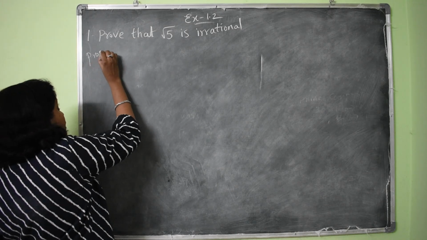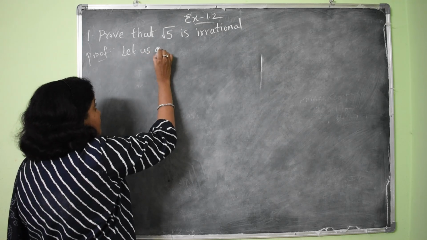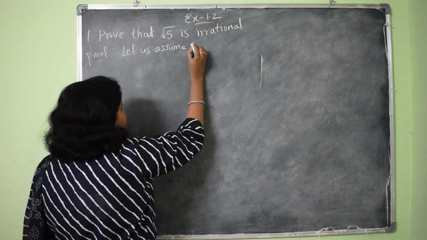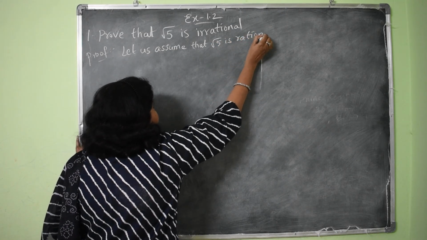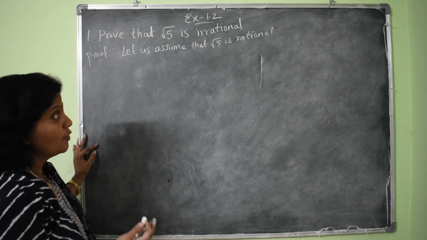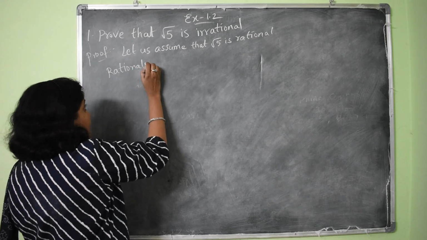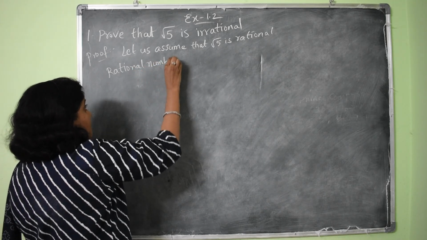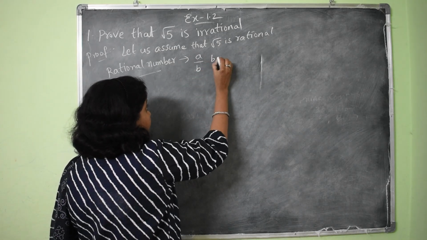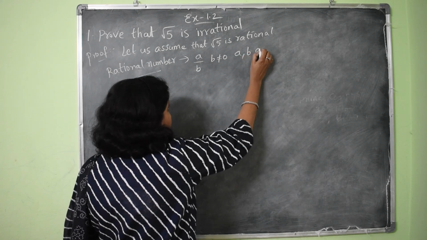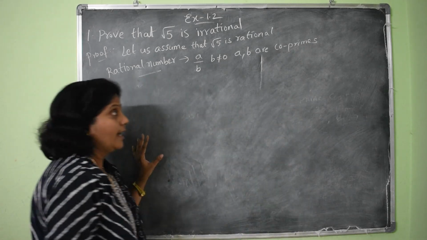So let's go prove that. Prove that root 5 is irrational. Let us assume that root 5 is rational. What is the definition of a rational number? A number which can be expressed in the form of A by B, where B is not equal to 0 and A, B are co-primes, is a rational number. So these are the conditions a number needs to satisfy to be a rational number.